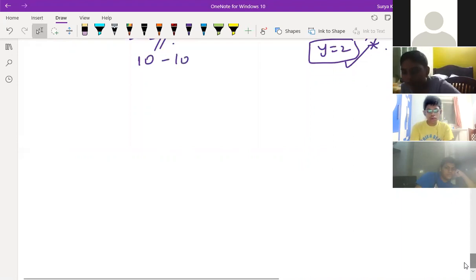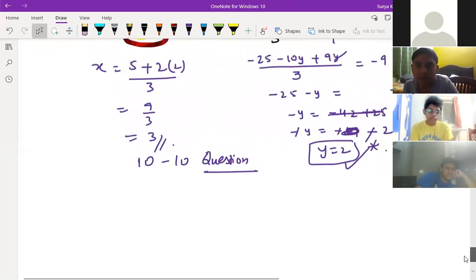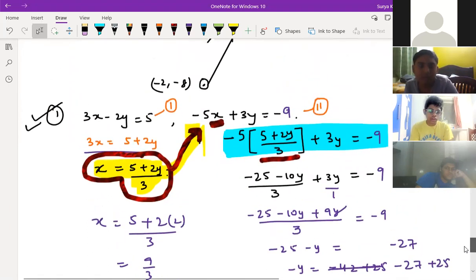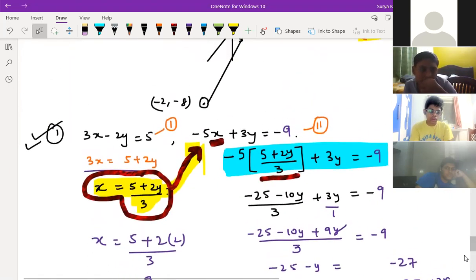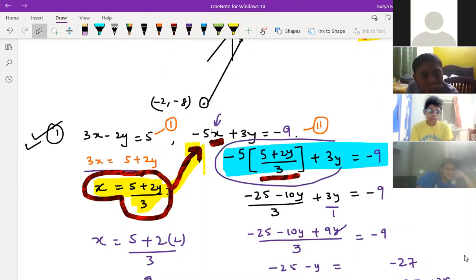A last doubt for that. When we substitute equation 1 into equation 2, we only need this x part, right? We don't need the y part. Why we are substituting is because I want to eliminate this part, means I want to remove this x from here. That's why the whole thing becomes y form only. The first equation is in x form, the second in y form. You can take y also from here.